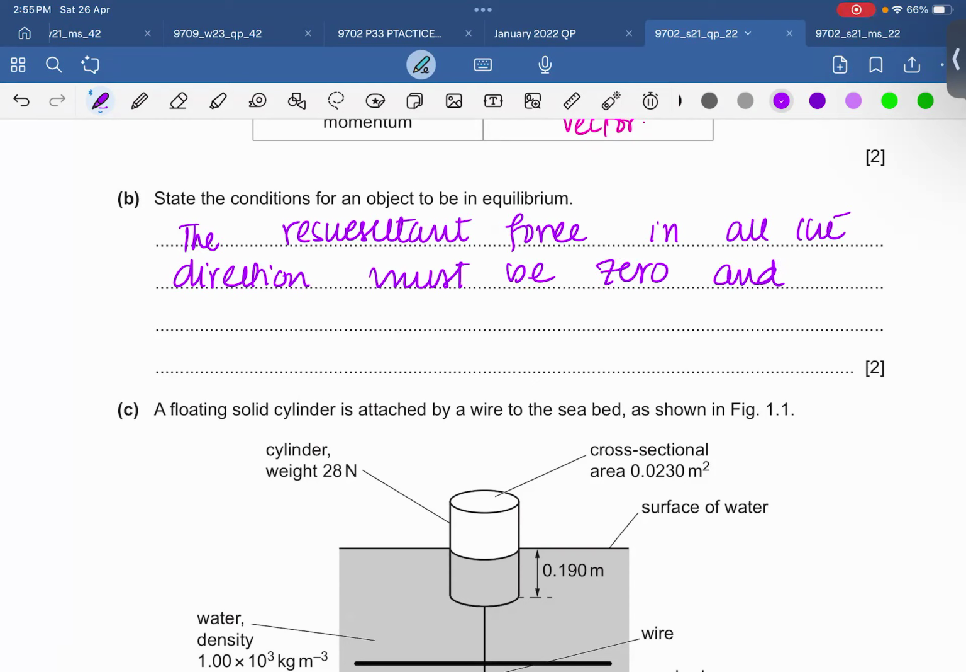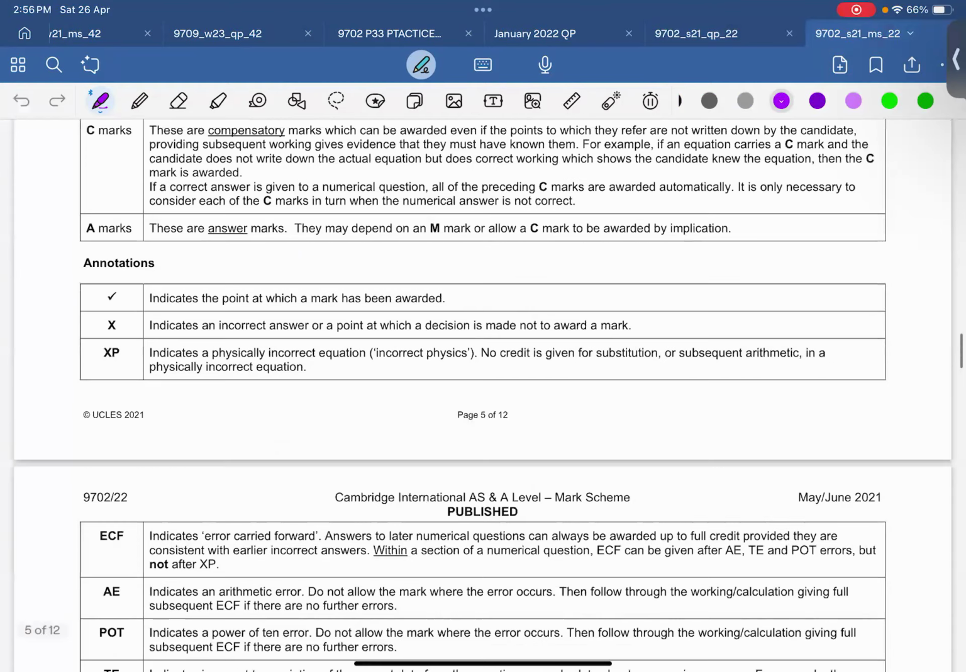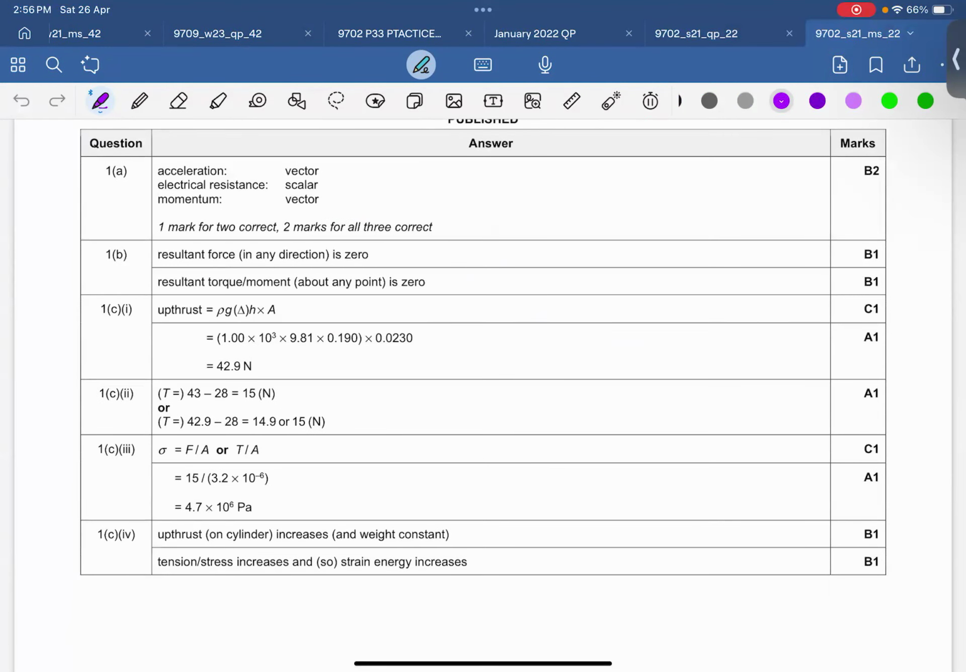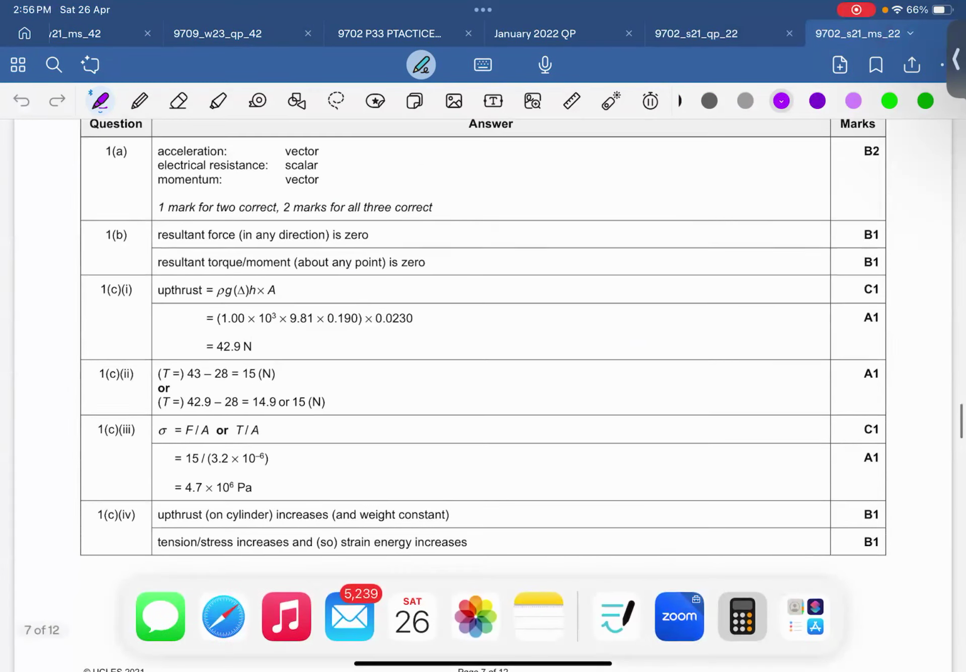But if you just write resultant force equals zero and resultant moment equals zero, you'll get the mark for that. But I saw a nicer concept, so I wrote that down. If we look at the marking, since it is an explanation question, the resultant force in all directions and the resultant moment about any point or about a fixed point is zero. It's a better way of explaining, okay?